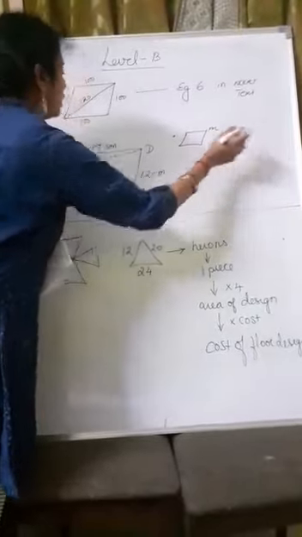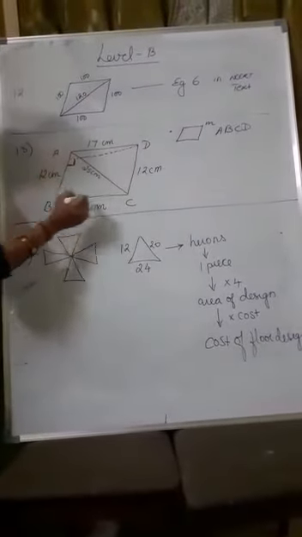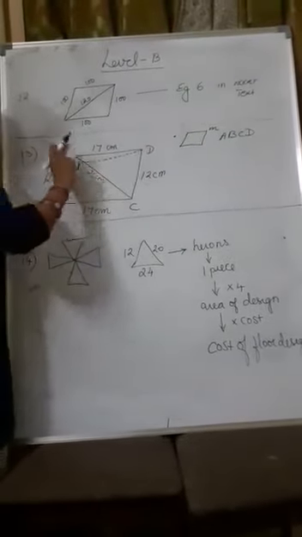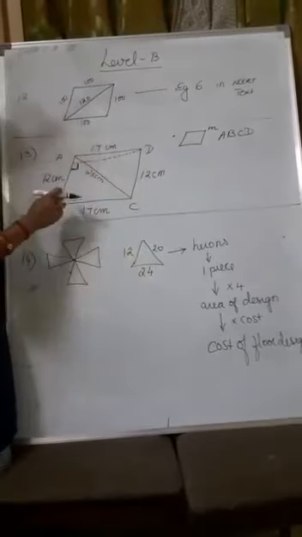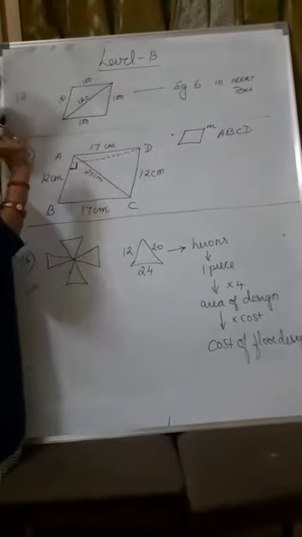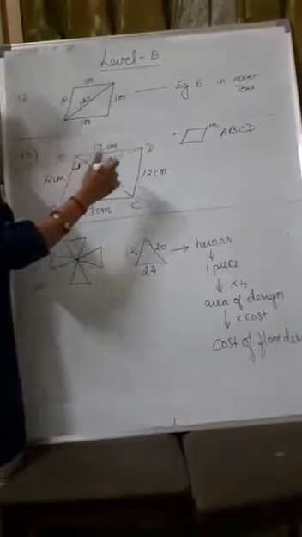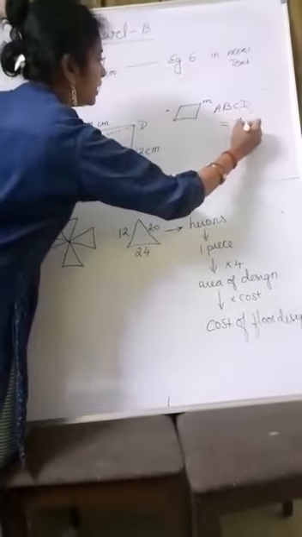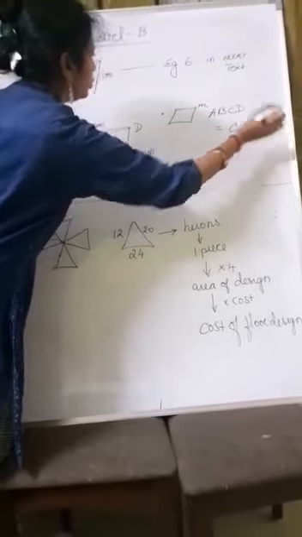To find the area of the parallelogram, you can see the triangle with sides 12 cm, 17 cm and 25 cm. The other triangle is also the same: 12, 17 and 25. So, using Heron's formula, find the area of one triangle. Then when you multiply it by 2, you get the area of the parallelogram. Triangle area into 2 you have to do.